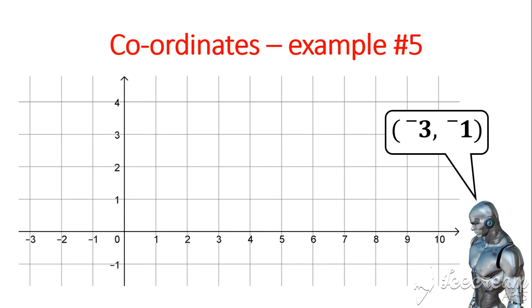Right, our last example for this video is this coordinate here, (-3, -1). Now they're both negative numbers. We start at the origin. The first number tells us which way to move sideways. It's -3, so we've got to move to the -3 to the left. And the second number is also a -1, so we're not going up 1, we're going down 1 square. And we are sitting at this point here, (-3, -1).